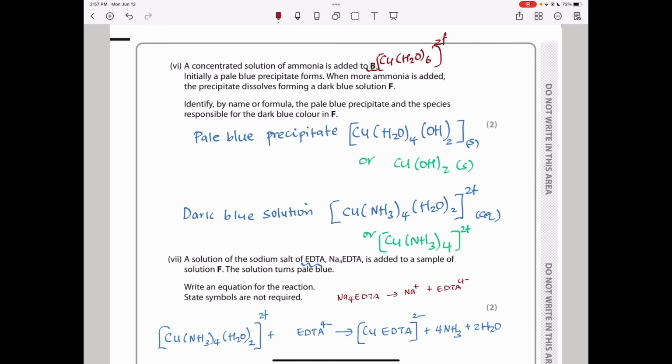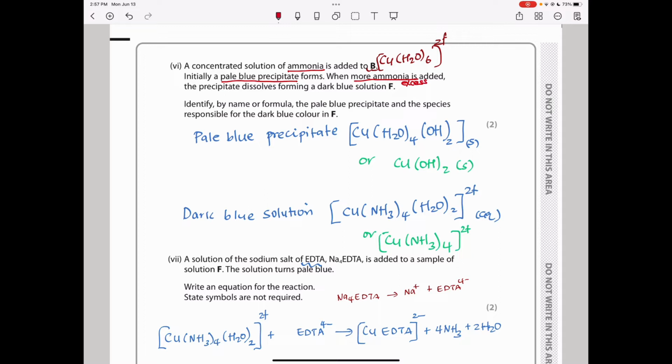They say a concentrated solution of ammonia is added to B. Remember, B is already hexa-aqua copper 2 plus. Initially a pale blue precipitate forms. If a pale blue precipitate forms when this ammonia is added, that is a deprotonation reaction, when one of the hydrogens from one of the water ligands is taken away. When more ammonia is added, this means ammonia is in excess.